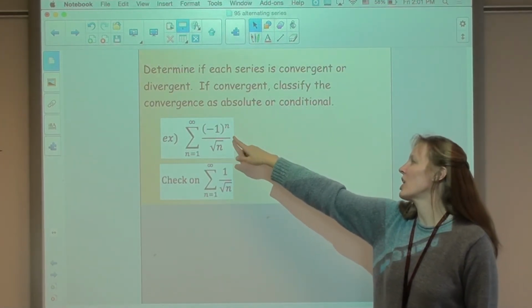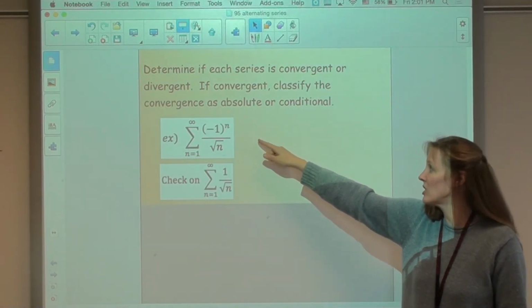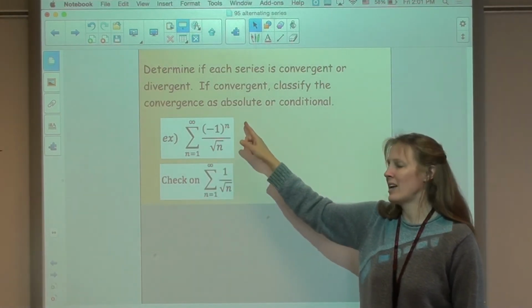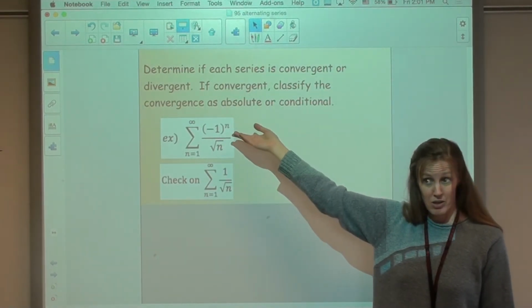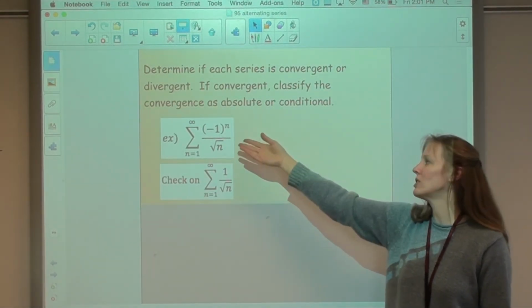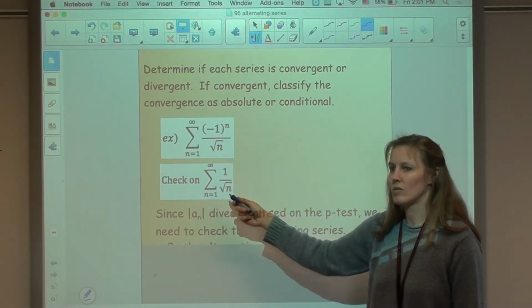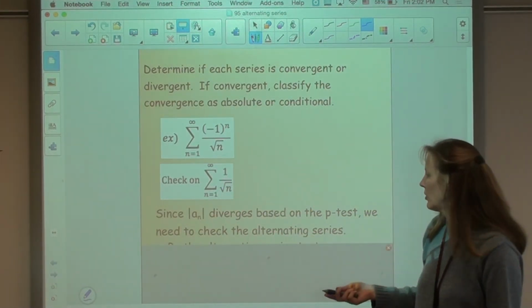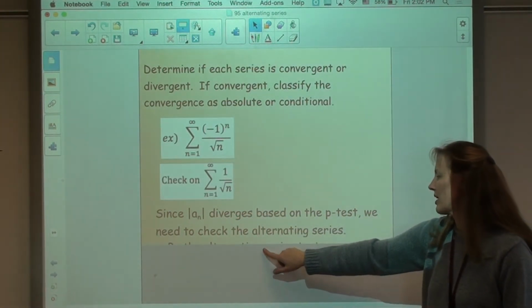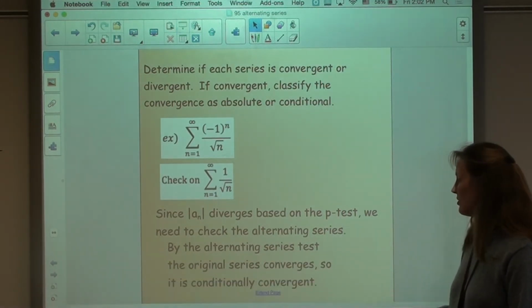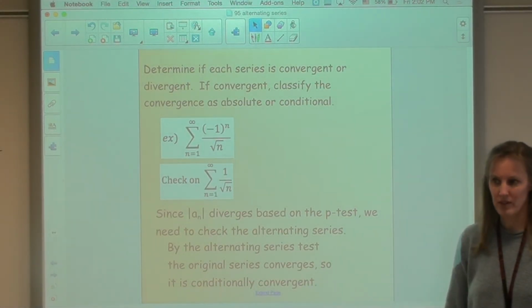Now we check whether the series converges based on the alternating series test. The alternating series test says if the limit of a sub n, which is 1 over root n, approaches 0, it converges. Does it approach 0? Yes, because it's 1 over root n, which approaches 0. So since the absolute value diverges based on the p-test, we check the actual alternating series. After using the alternating series test, the original series converges, so it is conditionally convergent.